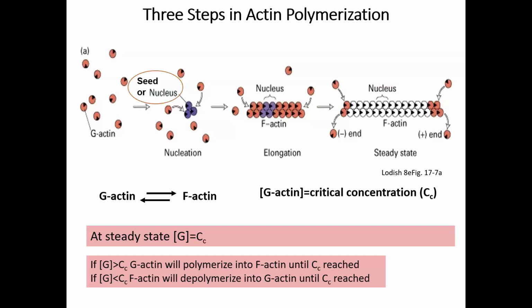But what happens when you have the formation of filamentous actin is a phenomenon that we call treadmilling, which means that new monomers are added to the plus end, and the older ones are shed off from the minus end. And there is a state of equilibrium, a steady state.